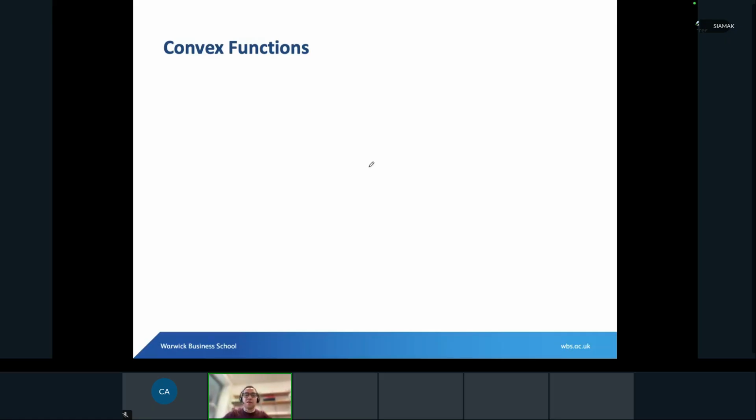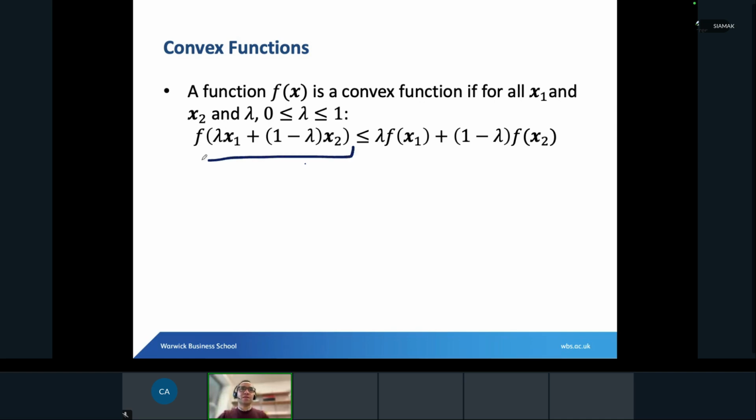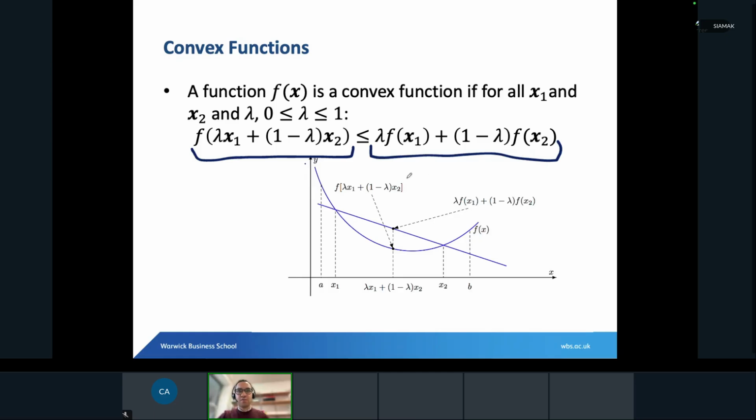But most of the time you end up in a situation where you cannot draw the function, so you have to mathematically show that the function is a convex function. Mathematically, we write it formally like this. A function f(x) is a convex function if for all x1 and x2 points that we choose, and a lambda between 0 and 1, including 0 and 1, the function value should be less than or equal to the line that we have.